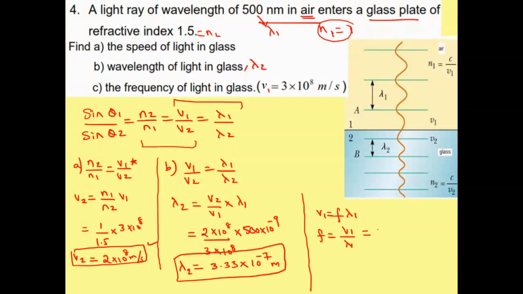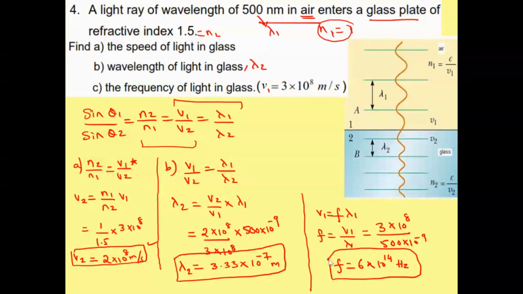Now I'm going to substitute the value. V1 takes the value of 3 multiplied by 10 power 8, and the lambda 1 is given in the question, which is 500 multiplied by 10 power minus 9. So 3 multiplied by 10 power 8 over 500 multiplied by 10 power minus 9. I got the answer as 6 multiply 10 power plus 14, and the unit for the frequency is hertz. Clear? So this is the answer for the third question.